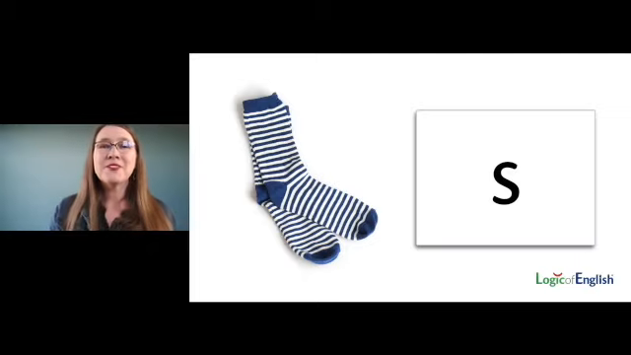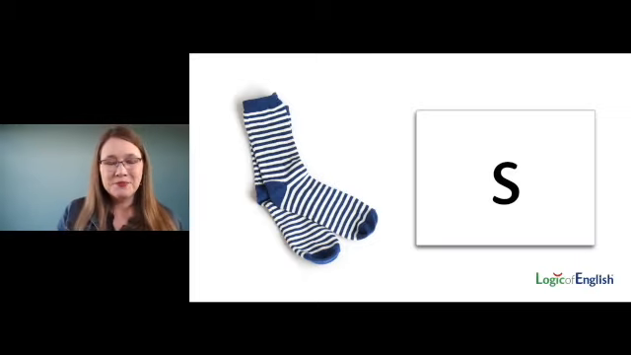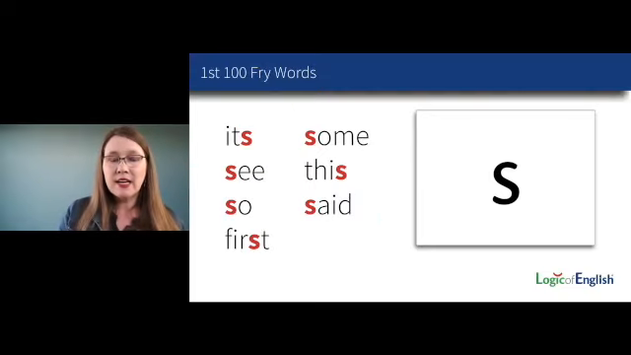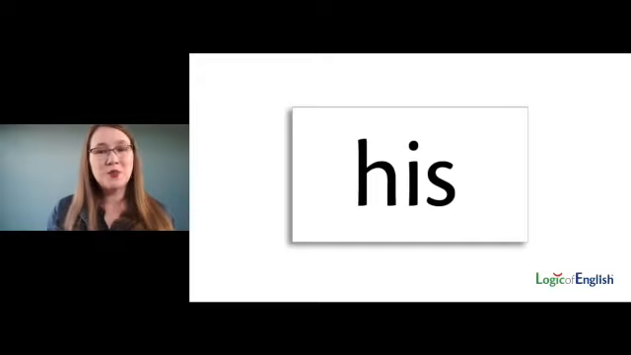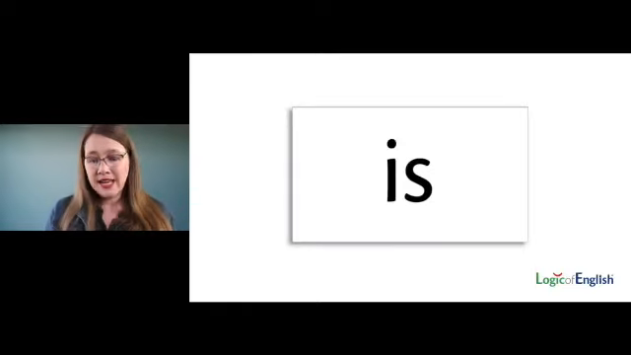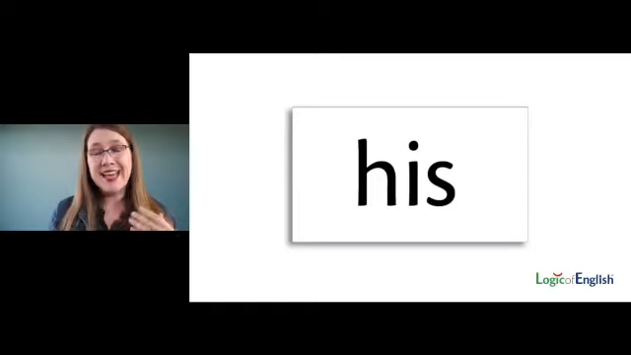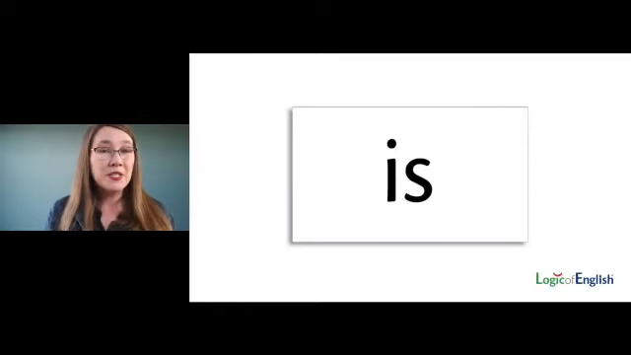All right. However, what we just looked at is incomplete. So we talked about S says s as in socks, and it really does. These are some of the first 100 Fry words where S says s: it's, see, so, first. But what happens in this very important word, his, s, z? Notice it's saying z. And many students, by the way, will misread this as hiss. What's happening in this word is, it's saying z.